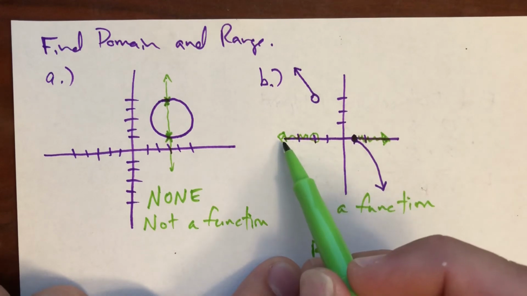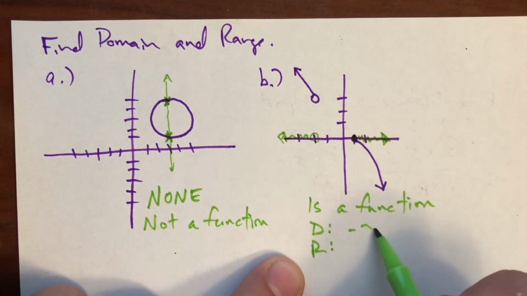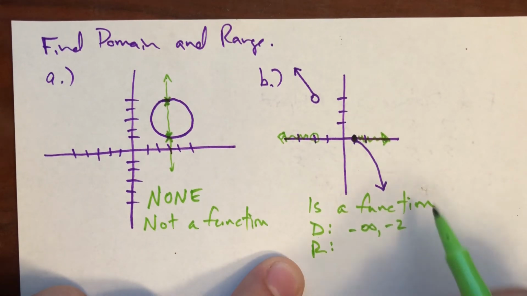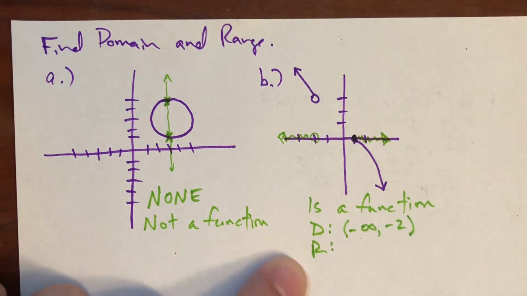So we can write that. The left end of this is negative infinity, and then the right end of this is negative 2. We do not include it, so that's a parenthesis. We never include infinity because that's not a real number, so that always gets a parenthesis.